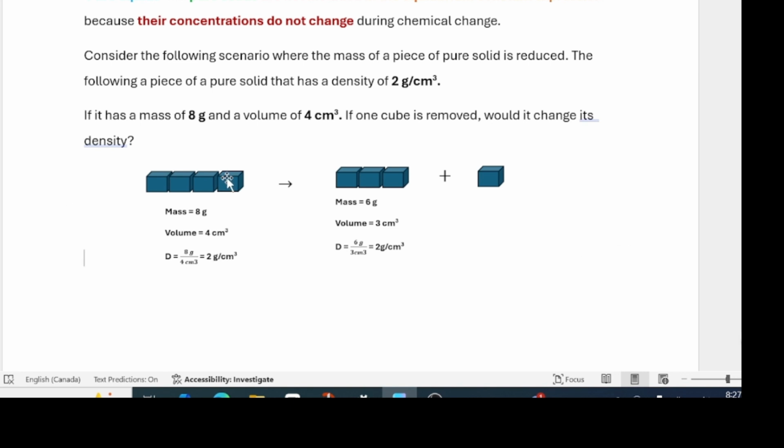If we remove one of the blocks, what is left is 3 cubes that weigh 6 grams. It will have a volume of 3 cubic centimeters, and the density will be equal to the mass divided by its volume, and it will turn out to be the same as before. So we can liken the density of a solid to its concentration. If we remove a piece of a solid, its density doesn't change. As such, its concentration does not change.